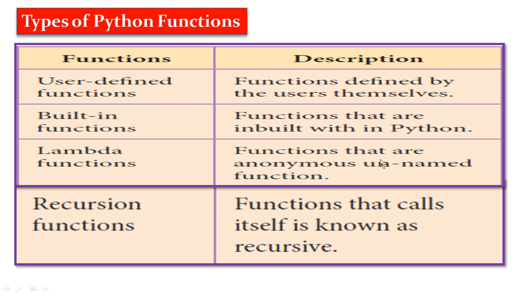Second one, built-in function. These are functions that are inbuilt within Python, for example, print, input, sin, cos, etc. Third, lambda function, functions that are anonymous, unnamed functions. Unnamed function means this function has no name. Last and final one, fourth one, recursive function. A function that calls itself is known as a recursive function. A function that calls itself inside the same function is called a recursive function.